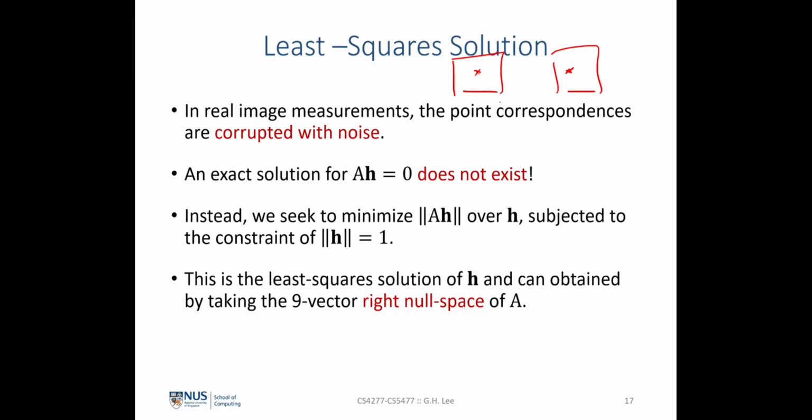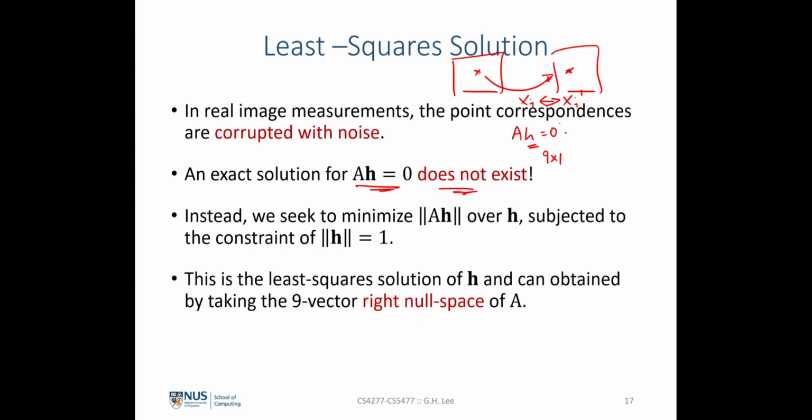And what this means is that if we were to put all these correspondences, x_i and x_i prime here, into our equation of Ah equals 0, and we use a minimum of 4 point correspondences to solve for the 9 by 1 unknown here, it's going to give us a less accurate estimation. This is because the point correspondences are corrupted with noise, and an exact solution for this Ah equals 0 does not exist.